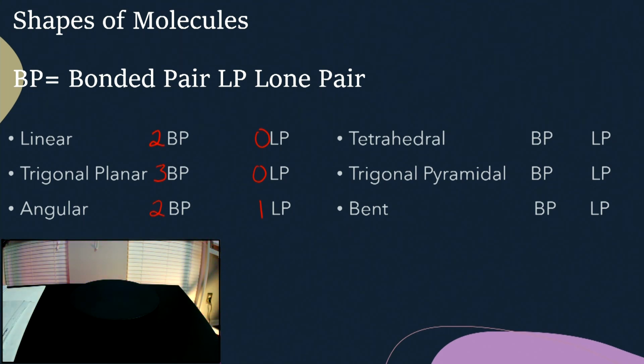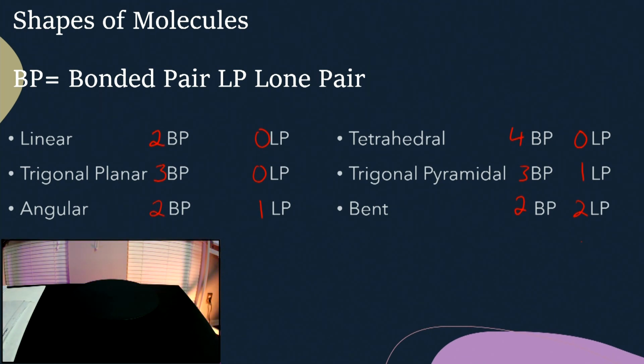If it's tetrahedral, it'll have 4 bonding and 0 lone pairs. Trigonal pyramidal will be 3 and 1. And bent will be 2 bonding pairs and 2 lone pairs. So this is kind of halfway through this lesson.